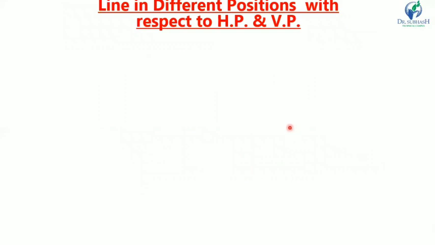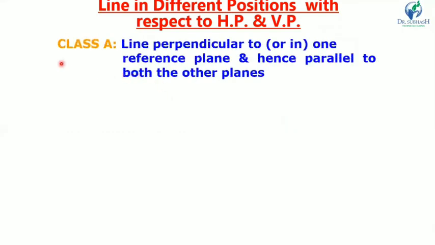Now, the different positions of a line with respect to HP and VP in space. First is class A: a line perpendicular to or in one reference plane and hence parallel to both the other planes. The line is perpendicular to one, it may be HP, VP or PP, and hence it is parallel to the other two planes.